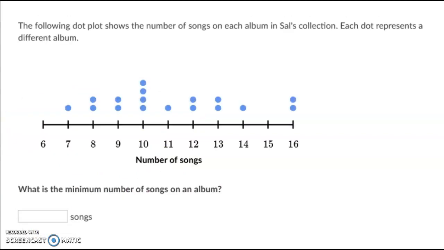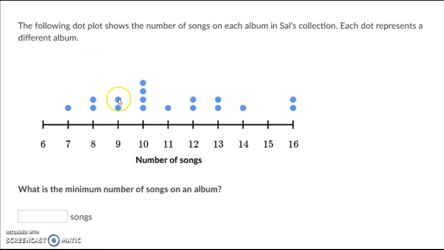All right, let's do our very last example. It says the following dot plot shows the number of songs on each album in Sal's collection. Each dot represents a different album. So for example, in album number 10, there are 4 songs here. In album number 9, there are 2 songs. In album number 8, there are 2 songs as well. Okay. What is the minimum number of songs on an album?